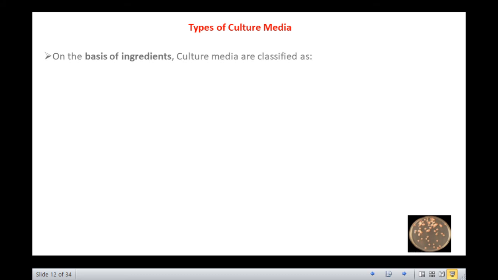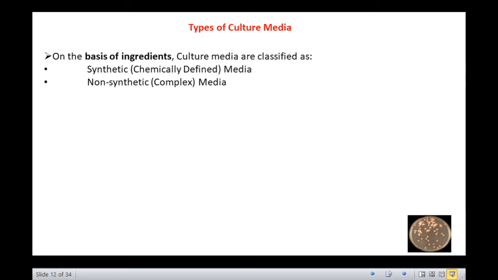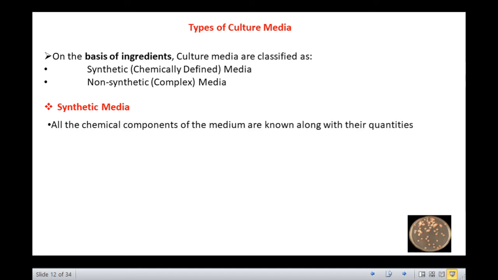On the basis of ingredients, culture media are classified as synthetic or chemically defined media and non-synthetic or complex media. Let us first discuss synthetic media. If all the chemical components of a culture medium are known along with their quantities, the medium is called a chemically defined medium or synthetic medium. A chemically defined medium represents the purest and most consistent culture environment.